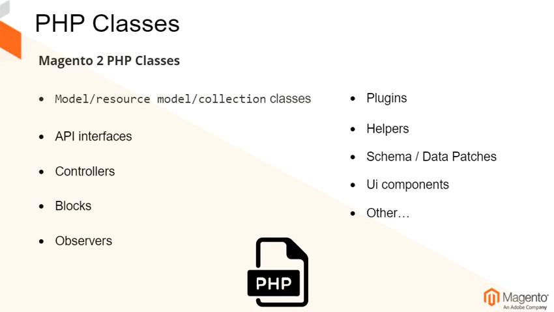UI components. The UI component technology in Magento 2 allows a developer to create a component, an independent element on a page with its own back-end part. We will talk more about UI components in Unit 3. Other. Note that while we have listed the most important PHP class types here, it is not a complete list.